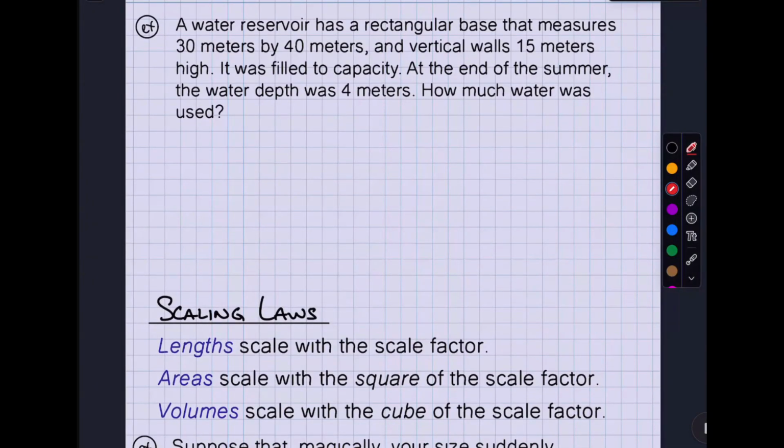A water reservoir has a rectangular base that measures 30 by 40 and vertical walls 15 meters high. It was filled to capacity. At the end of the summer, the water depth was 4 meters. How much water was used? How do I go about doing that?